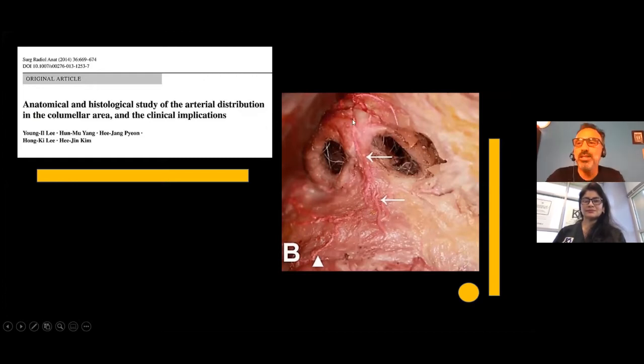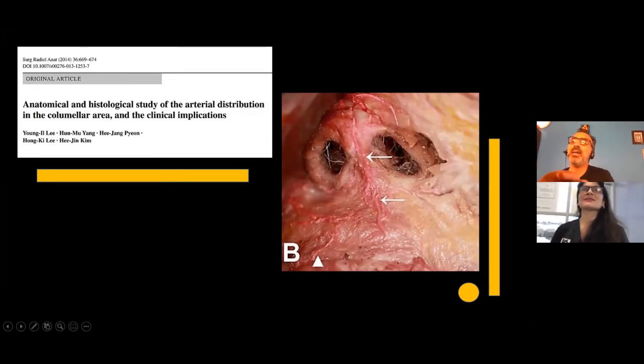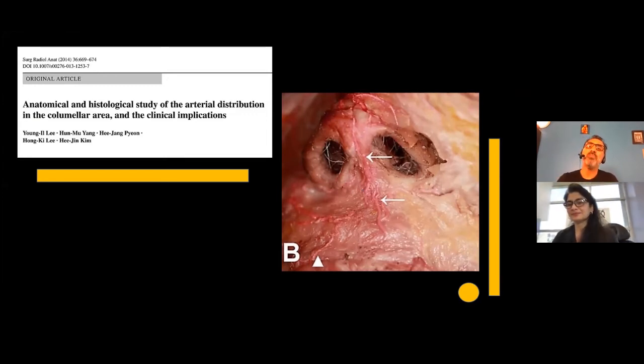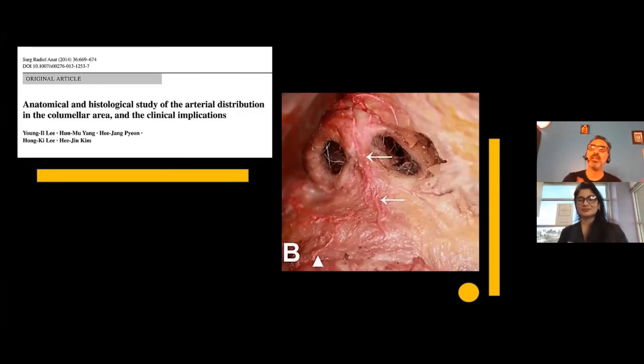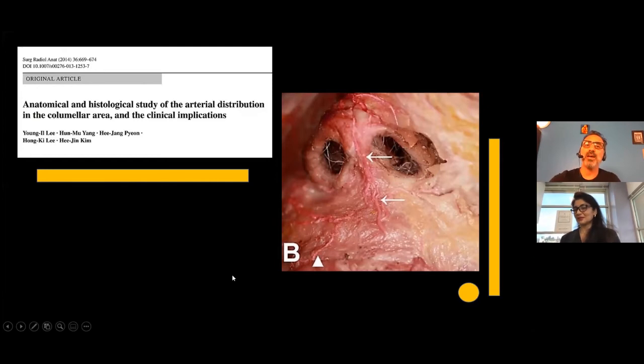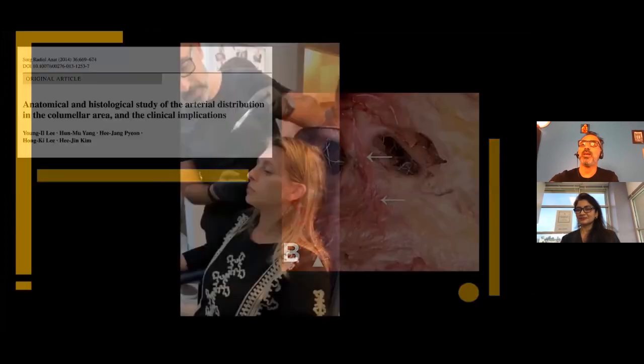But one important thing from the research of Yang Lee, an amazing anatomist of Korea, is that the columellar artery is in a superficial place. So the injection must be supraperiosteal, between the deep fat and the periosteum, supracartilage on this side. Okay, so let's see again.